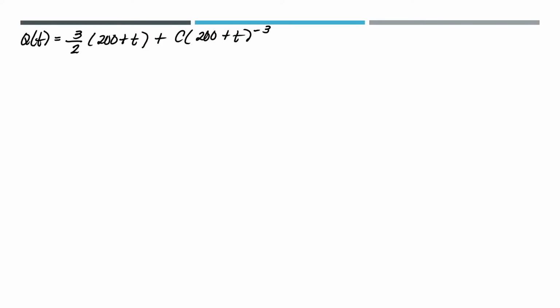Okay, so sabi, no, at time 0, 4 yung ating Q. So we have 4 equals 3 over 2 times 200 plus 0, that's simply 200, plus c times 200 cube. Kasi 0 din naman yung t natin. So simplifying this one, we will arrive with, this will cancel.